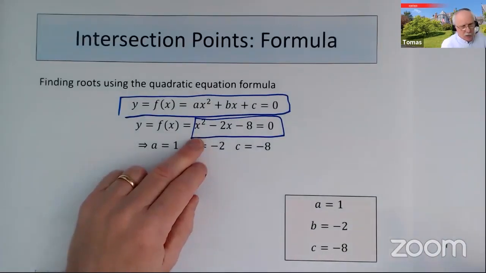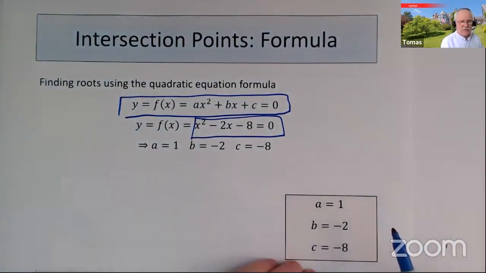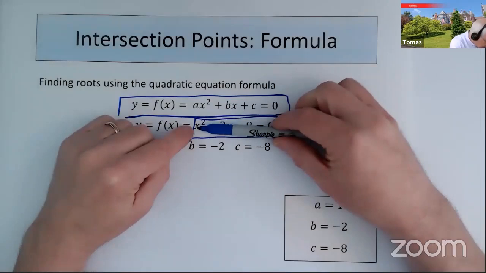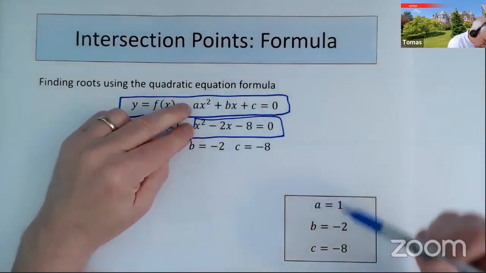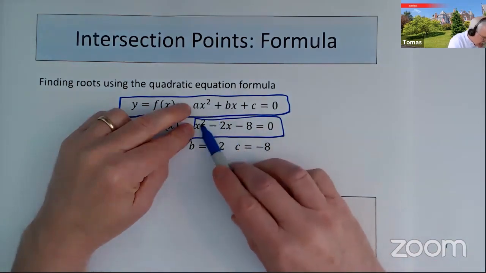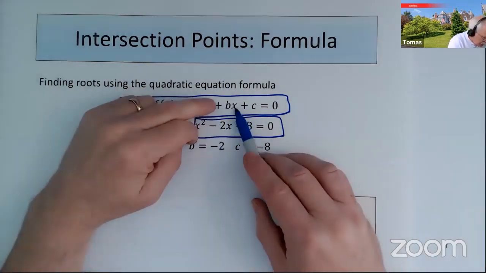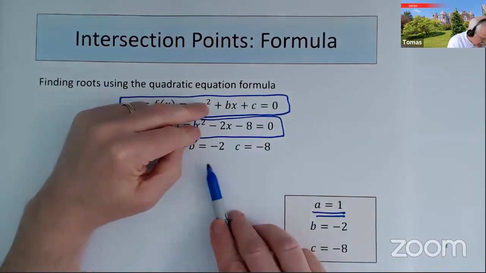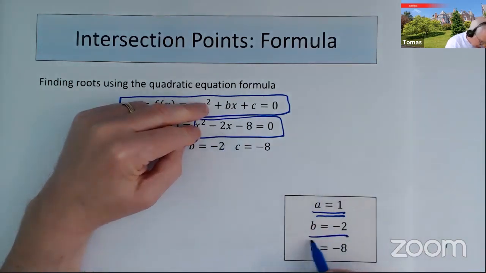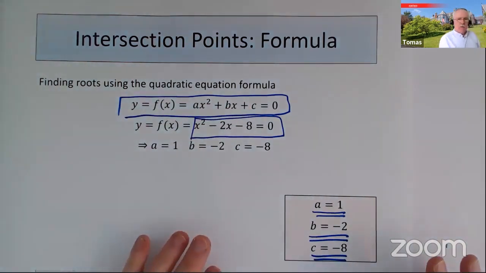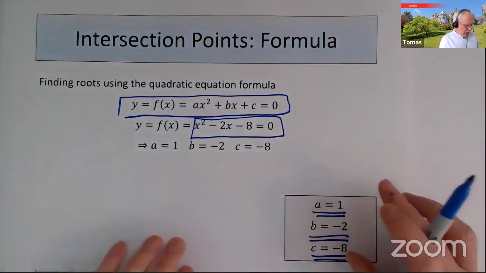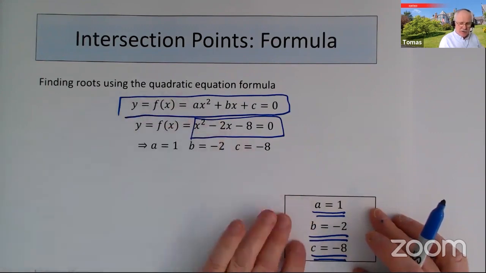So what I do now is I go into a total concentration zone, and I say, okay, ax squared is x squared, so a must be 1. So the coefficient of the x squared must be 1. B, the bx, is minus 2. Okay, so I'll write that down. And the c is minus 8. So now I can come up for air in a way. I've written them down. I've transcribed them.